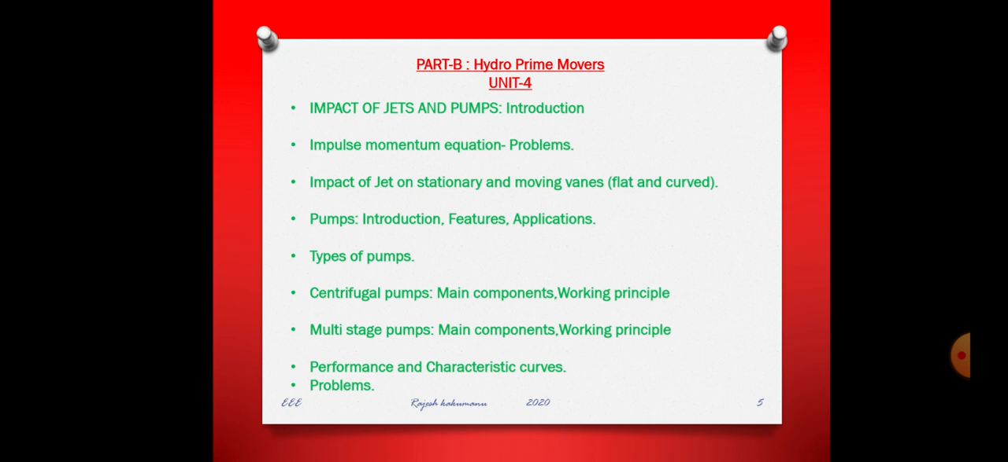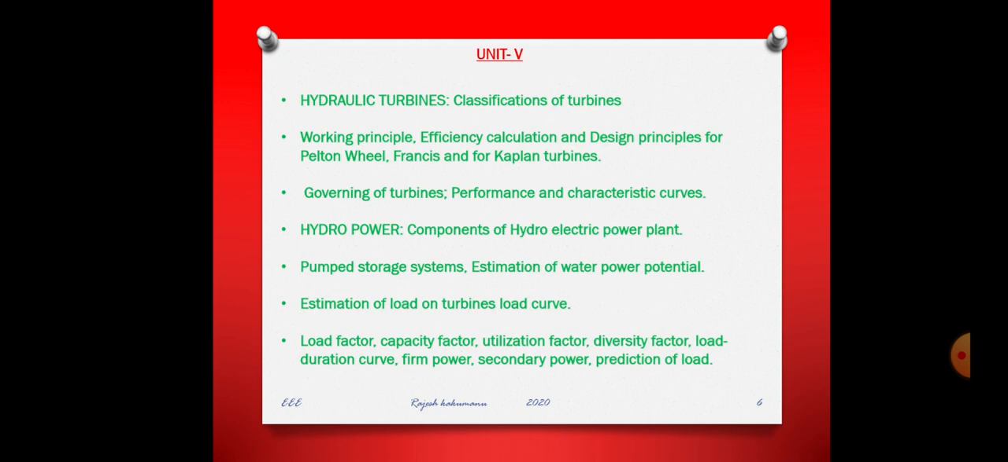You can see the performance characteristic curves also for these pumps. Next, unit 5. Unit 5, which is the last unit of Part B, is hydraulic turbines. In unit 4, we discussed the pumps and the impact of jets. Unit 5 discusses hydraulic turbines.